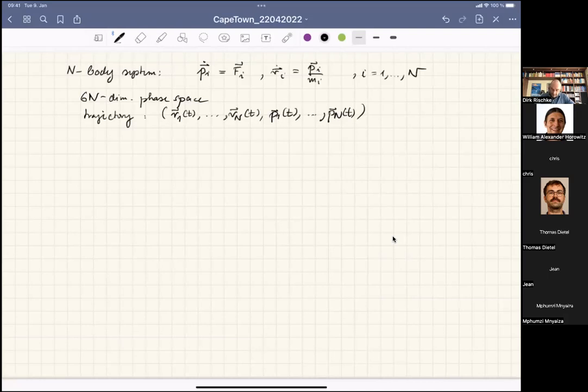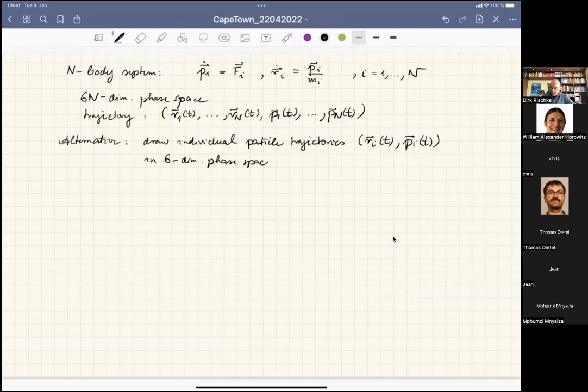But let's use an alternative, and that's actually something which is good if interactions between particles are weak. So we could draw the individual particle trajectories. For each particle, that would be Ri of t and Pi of t. We could draw them in 6-dimensional phase space. Just like we did before for one particle, we do it now for n particles.